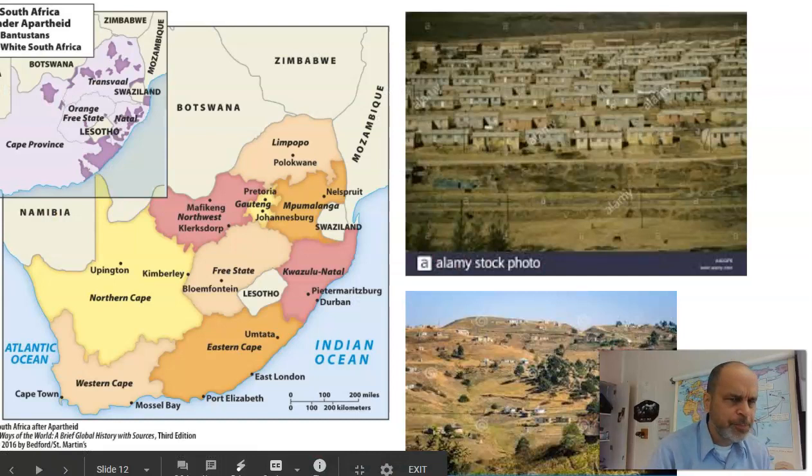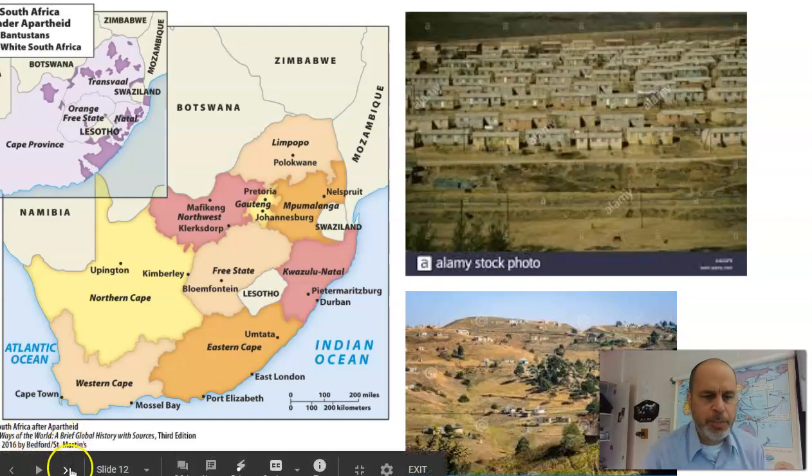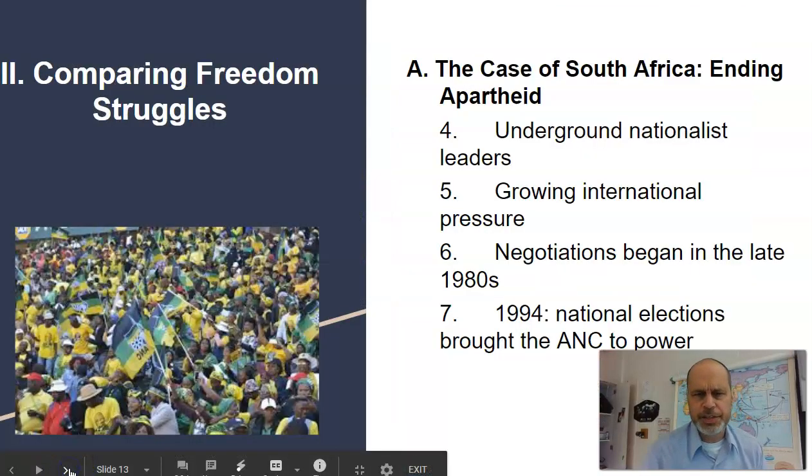So you can see the various Bantu stands in South Africa, many of them named after the tribes, for instance, Lesotho, Swaziland. And you can also see the various townships. These are like the black homelands in the north. Not very nice at all, really, and definitely a lot poorer than the white areas.